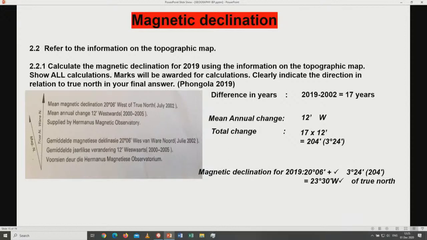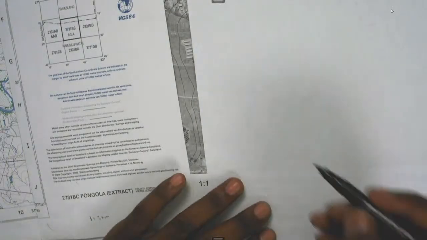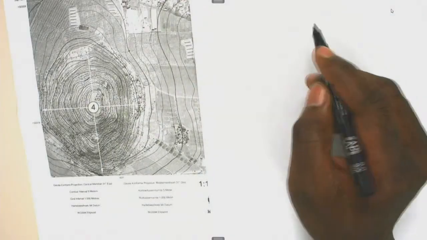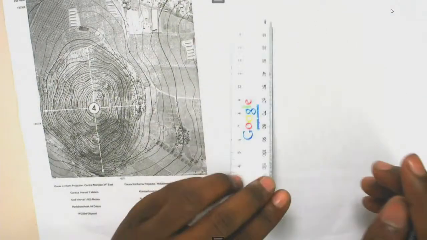Let me demonstrate this to you. What does it mean to actually add or subtract? If I have an angle here of the magnetic declination, I have something like this.